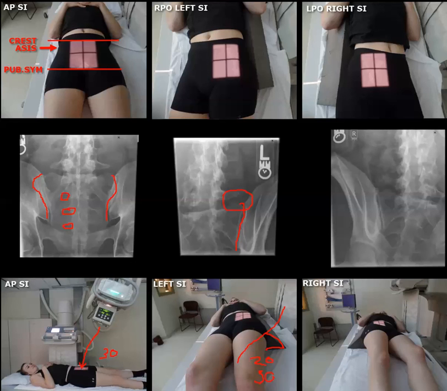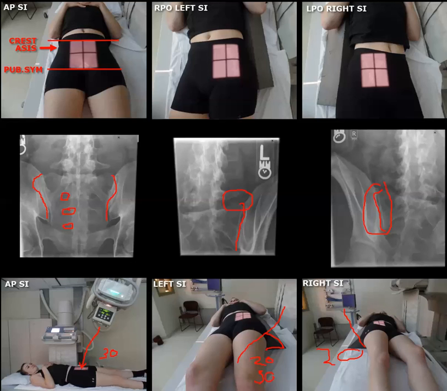It's an identical procedure as you roll the patient into an LPO position. We are now looking at the right SI joint, and in the image to your right you can see it's well demonstrated here in this region here. There's your SI joint, nicely opened right there. Once again, a 20 to 30 degree angulation.